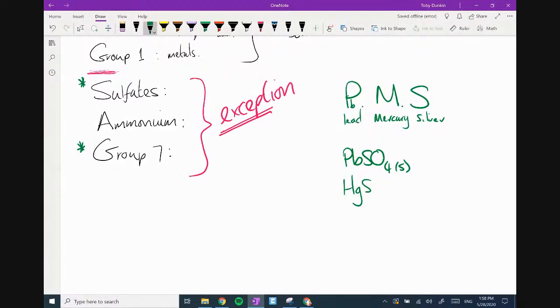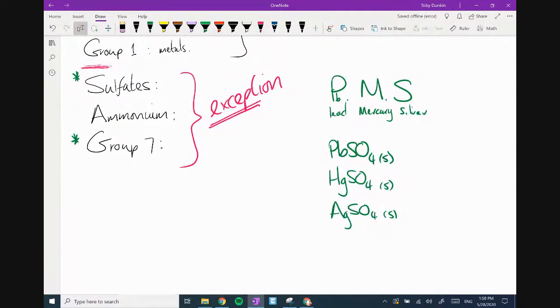So mercury sulfate, insoluble. Silver sulfate, insoluble. All of these. Wow. That's Kieran just put dots. I swear I saw that somewhere. That's probably true. Thanks for that. So these guys are now insoluble salts.